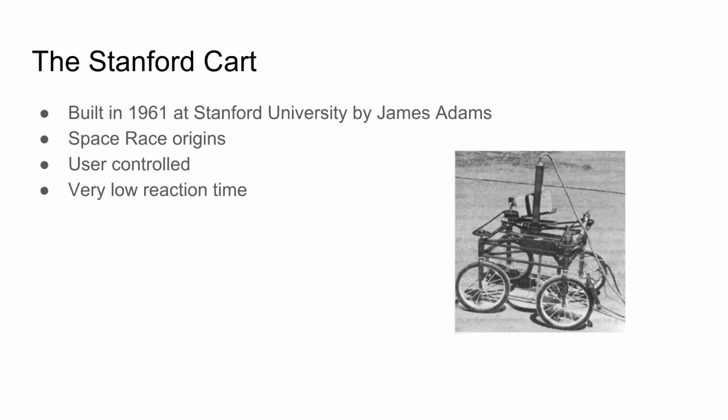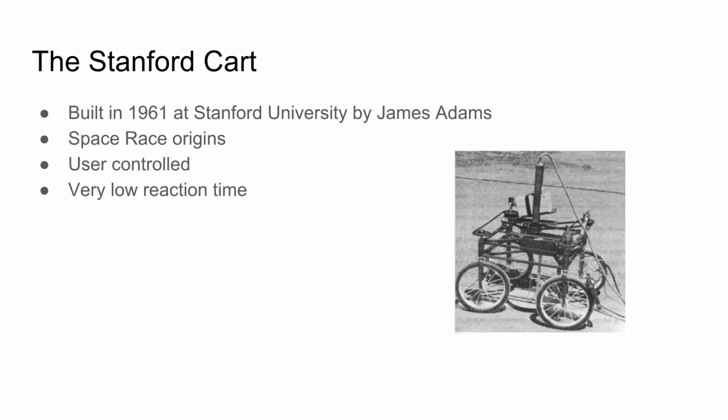The Stanford cart was originally designed by Stanford engineering graduate student James Adams in 1961. Adams's goal was to study how feasible it would be to control a moon rover from Earth. This version of the cart was comprised of 4 bicycle wheels, electric motors, and a TV camera.